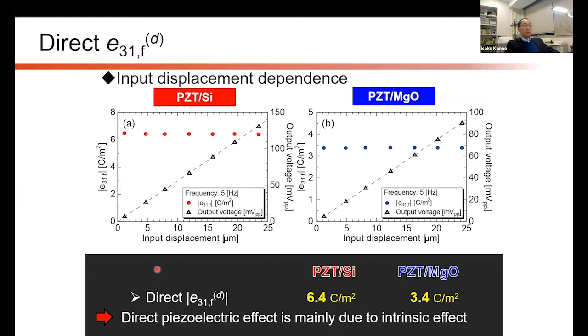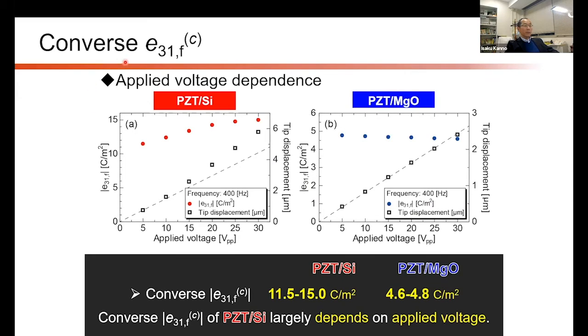So anyway, we measured the piezoelectric coefficient e31,f of polycrystalline and epitaxial PZT thin films. This case is the direct piezoelectric effect as a function of the input tip displacement. You can see both thin films show a very constant piezoelectric coefficient. So here is the converse piezoelectric effect. The epitaxial PZT thin film shows a constant value, but the polycrystalline PZT thin film shows a nonlinear characteristic. I think this is due to the extrinsic effect.